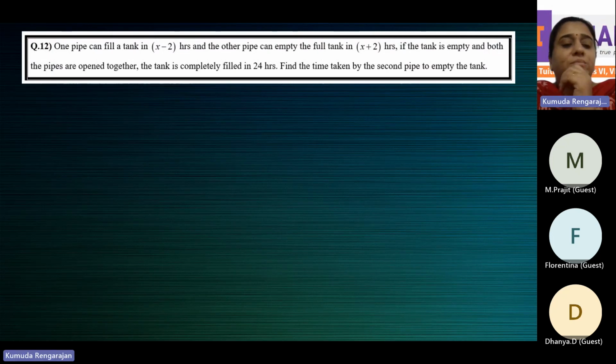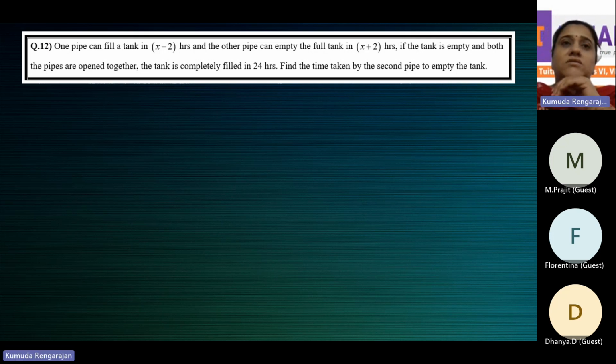One pipe can fill a tank in x minus 2 hours and the other pipe can empty the full tank in x plus 2 hours. If the tank is empty and both the pipes are open together, the tank is completely filled in 24 hours. Find the time taken by the second pipe to empty the tank.